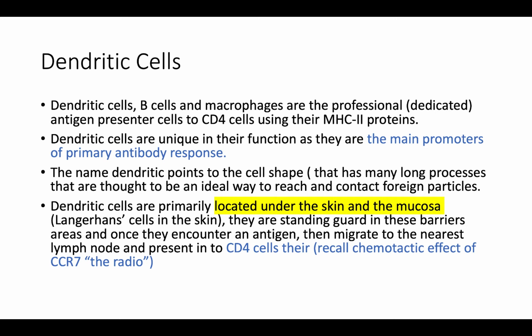So the dendritic cells are primarily located under the skin and the mucosa. Langerhans cells is what they are called in the skin. And then they stand guard, closing these barriers, and they keep looking for antigens that they can come in contact with. Once they do, they migrate to the nearest lymph node. Remember the chemotaxis with the CCR7 receptor.